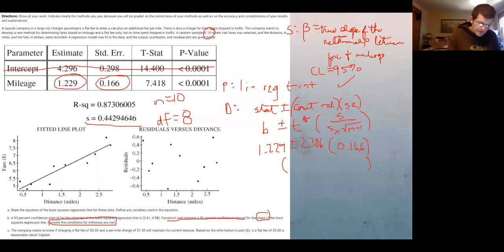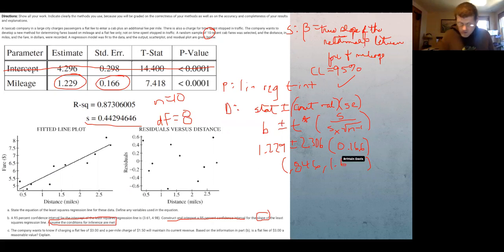All right, so I've got 0.846 to 1.612. All right, so there's the confidence interval.